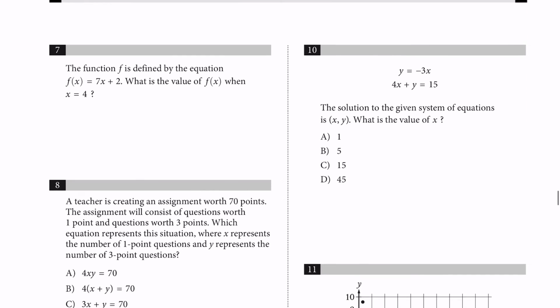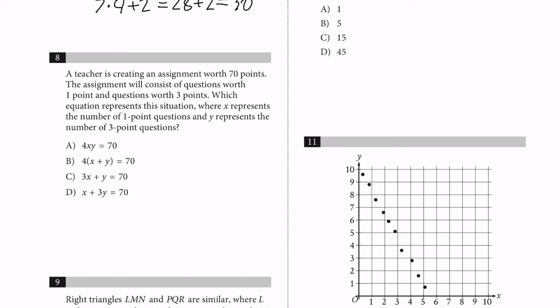All right, over to question 7. Function f is defined by the equation f of x equals 7x plus 2. What is the value of f of x when x equals 4? So we have 7x plus 2. We're going to substitute 4 in for x. So 7 times 4 plus 2 equals... 7 times 4 is 28. So 28 plus 2 is equal to 30. And that'll be our answer here.